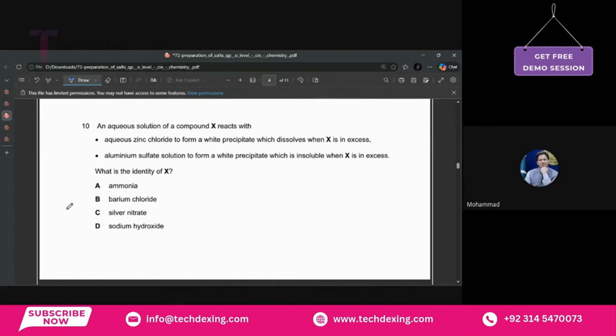Is it A, ammonia? Option A, ammonia. Very good, excellent. And what's the reason? Because zinc forms a white precipitate that dissolves in excess ammonia. And then the white precipitate with aluminum is insoluble in excess ammonia. Okay, very good, excellent. It's ammonia. Option A.